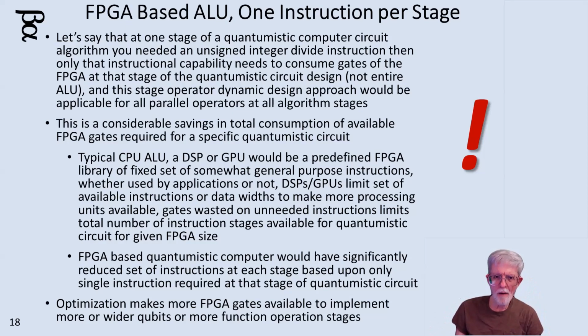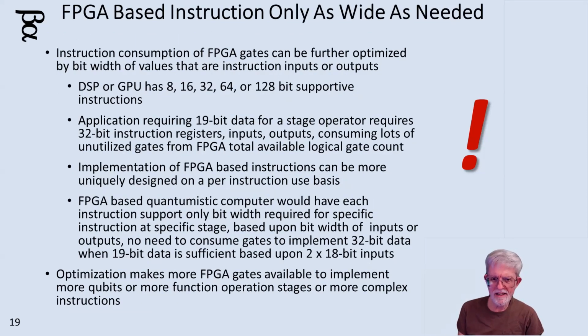So if I can say I want a specific instruction at a row column of my algorithm, that consumes fewer gates. If I can reduce the instruction set of my arithmetic and logic unit down to just the instructions I need, that would free up more gates for making wider or more. And the instructions only need to be as wide as needed.